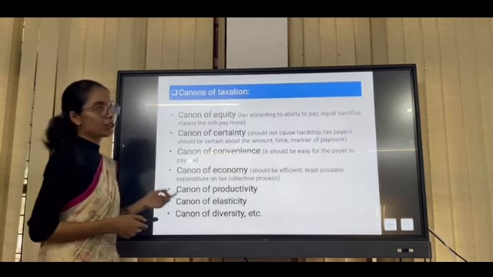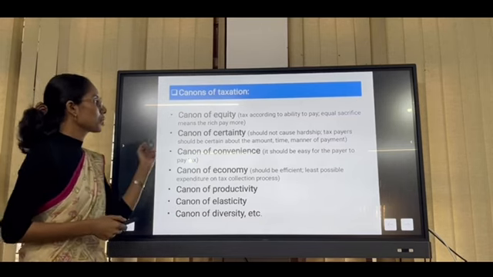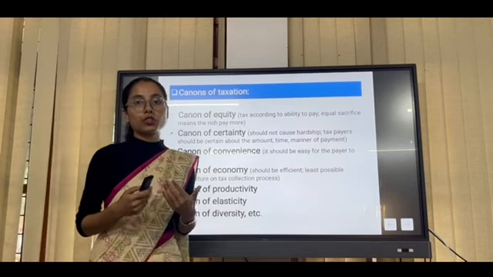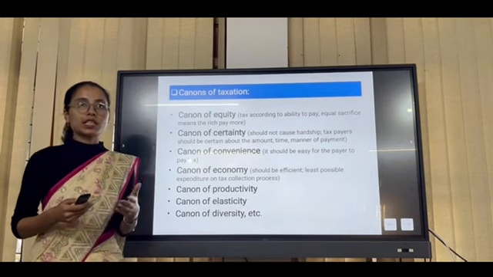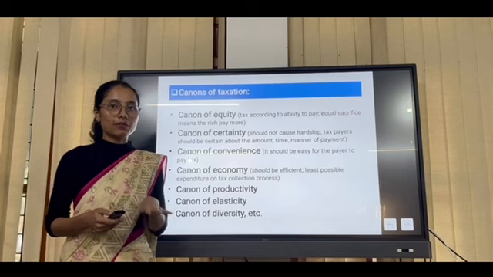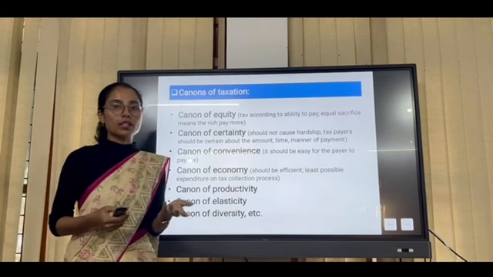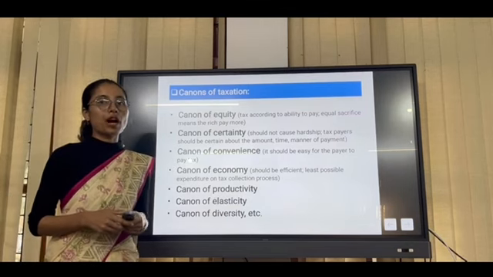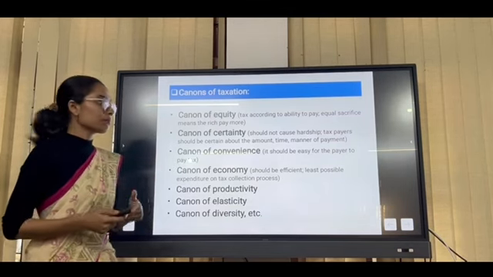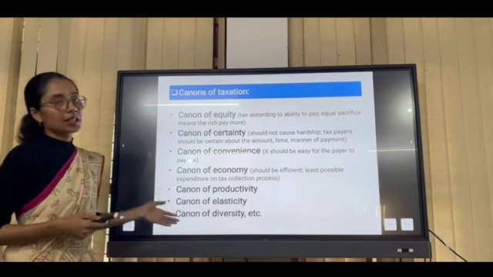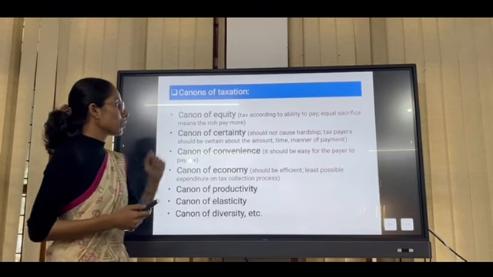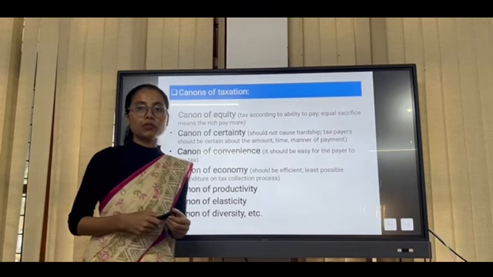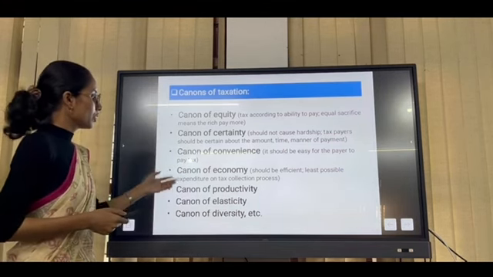Then there are certain canons of taxation, that is, principles of taxation. Number one is the Canon of Equity, which says how taxes should be levied. We know that tax is something that government levies for generation of revenue, but then comes the question of how it should be levied. To answer this how, there are certain canons. Number one tells that taxes should be levied according to the ability to pay of the individuals. Then others follow like this.